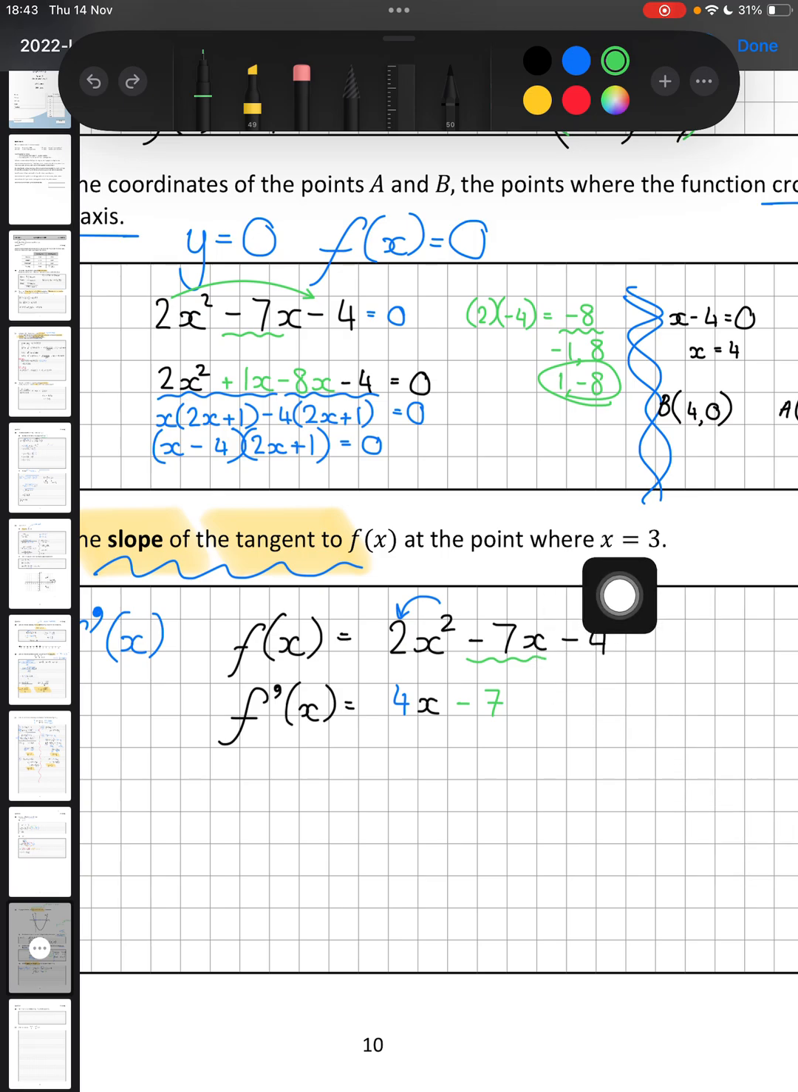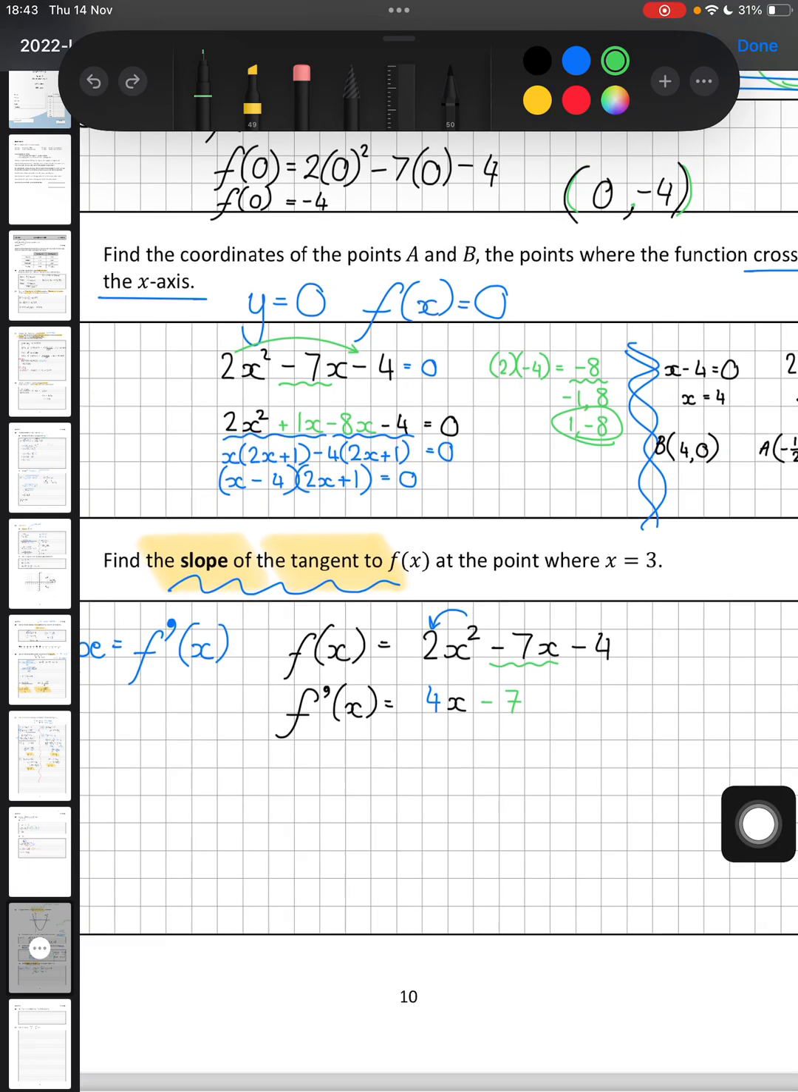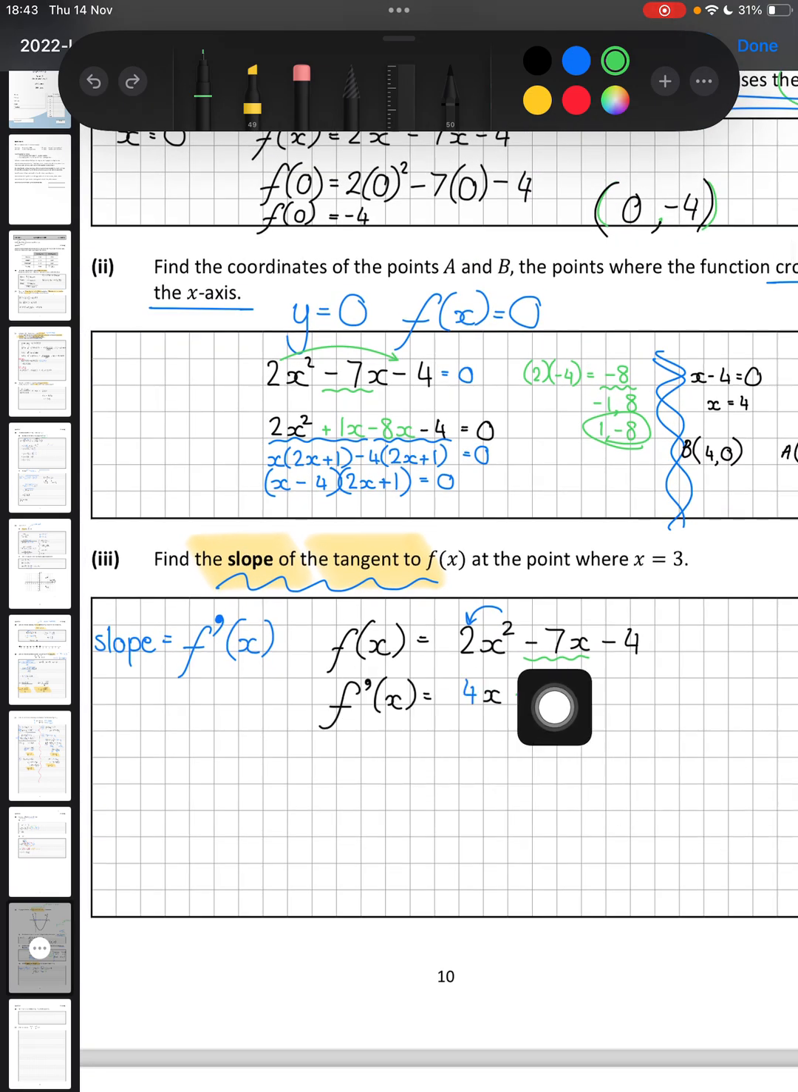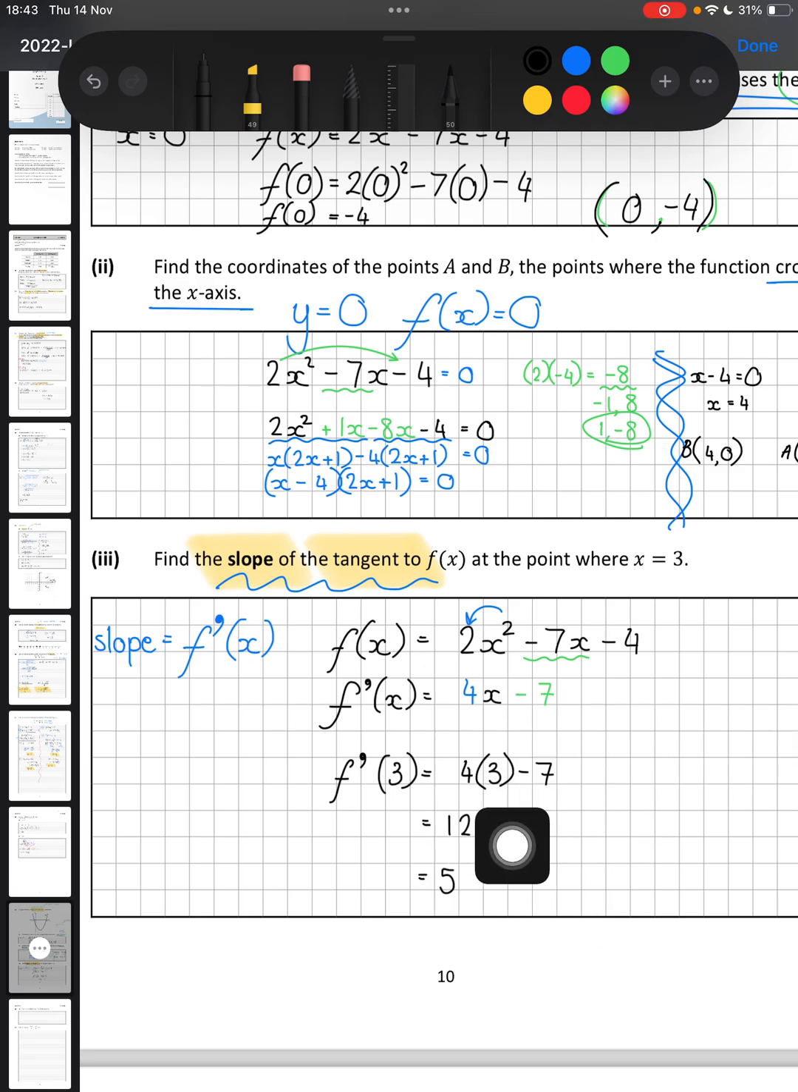They did say at the point where x is equal to 3. Okay, so that's just my slope at any point. And they actually asked specifically for put in that x is 3. Okay, so all I need to do is sub in there for x as 3. Okay, so it's 12 minus 7, which is 5.